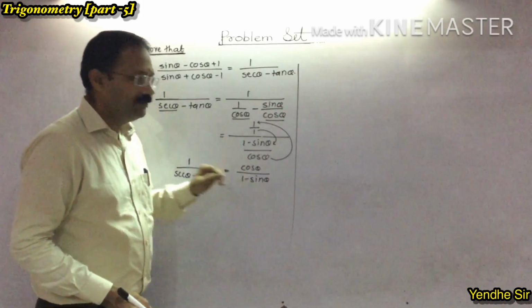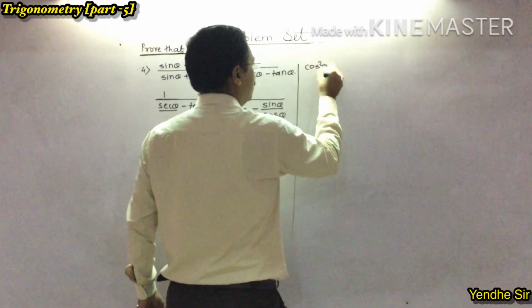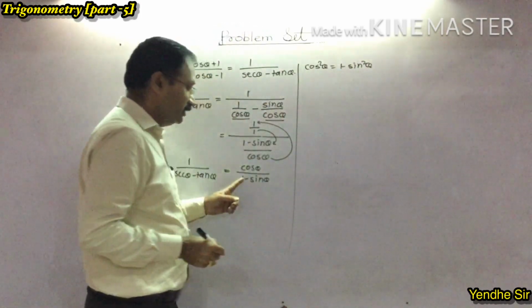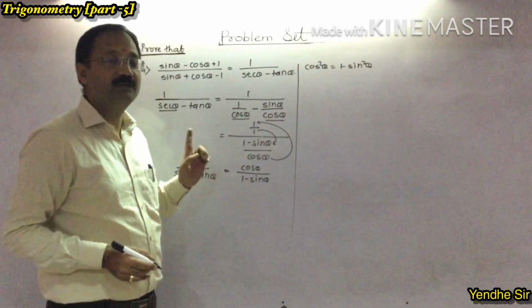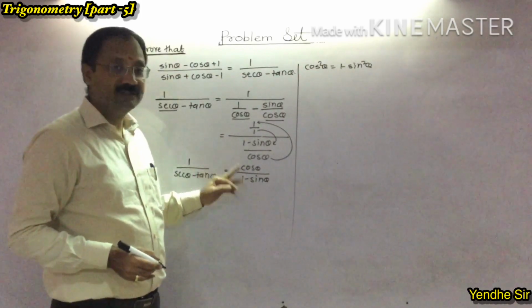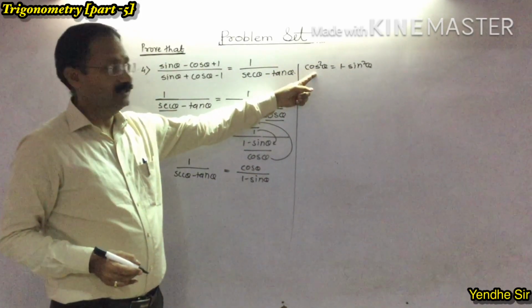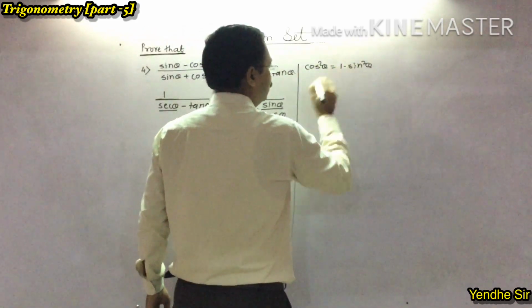But I need 1 minus sin theta. So I am going to use this formula: cos square theta equals 1 minus sin square theta. I told you that after getting the cos and sin, you have to use the identity. What do you mean by identity? Identity means the relation between these two. The formula here I am going to use: cos square theta equals 1 minus sin square theta.